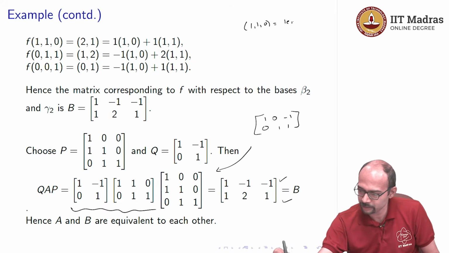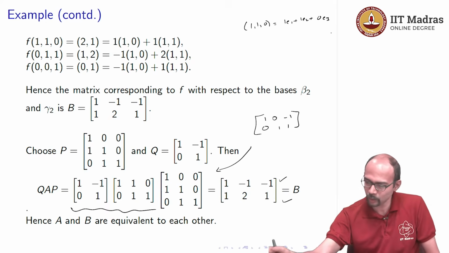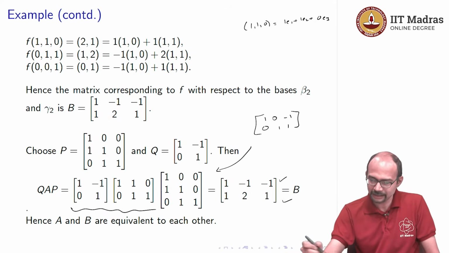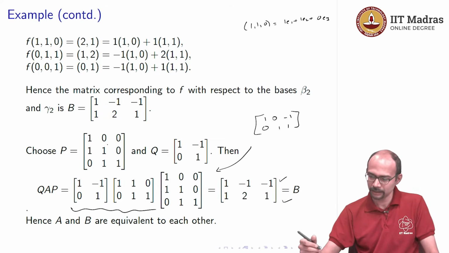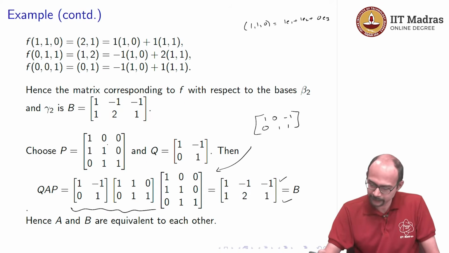So, this is 1 times E1 plus 1 times E2 plus 0 times E3. So, this 1 1 0 goes into your first column, and similarly each of these. So, you have 0 1 1 which goes into your second column, and 0 0 1 which goes into your third column, and so that's how I get P.